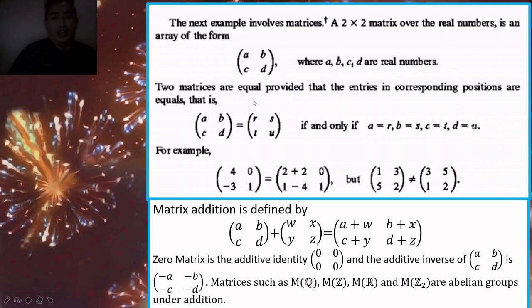Two matrices are equal provided that the entries in the corresponding positions are equal. That is, A must equal R, B must equal S, C must equal T, and D must equal U. So then the two matrices are equal.